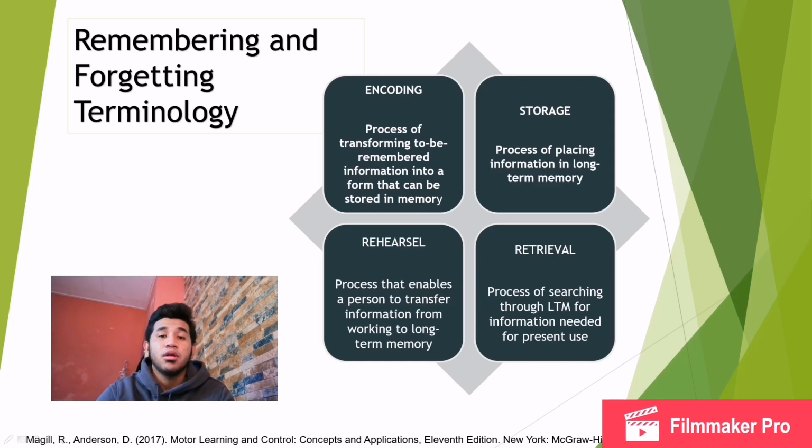Okay, about remembering and forgetting terminology. Memory is the process of storing and recalling information that was previously acquired. Memory occurs through three fundamental stages: encoding, storage, retrieval, and one more, rehearsal.